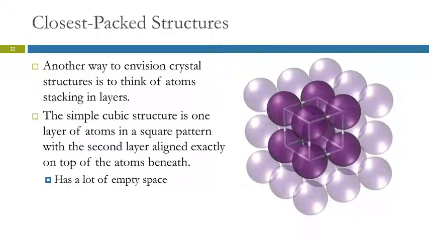So those were cubic unit cells. Another way to think about crystal structures is to think about layers of atoms. And this is not unlike stacking marbles into a box, or oranges or other spherical objects into a box. There are different ways that they can be packed in. So the simple cubic structure is where we have a layer of atoms, and on top of that layer, they're lining up exactly. So the second layer, this atom lines up directly with the one below. This lines up directly with the one below.